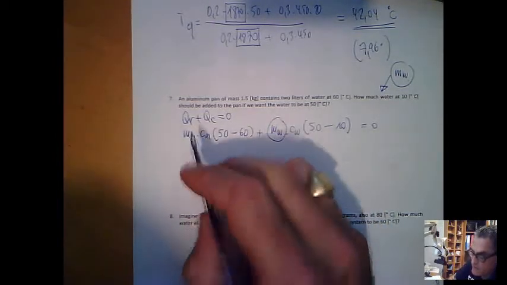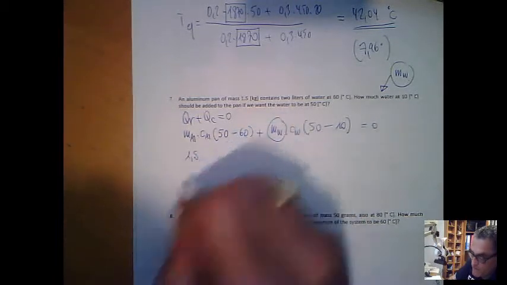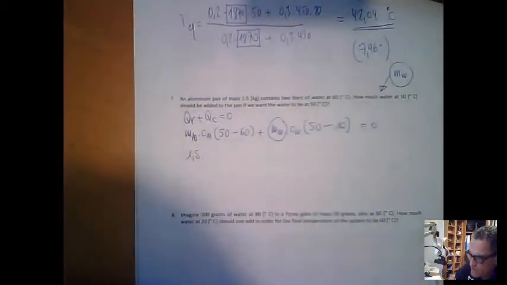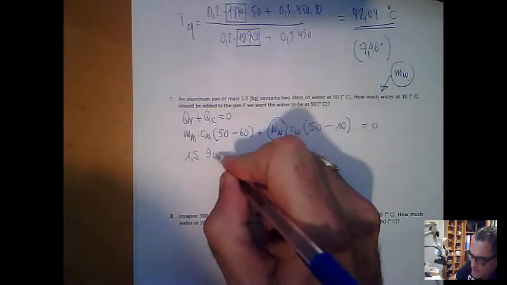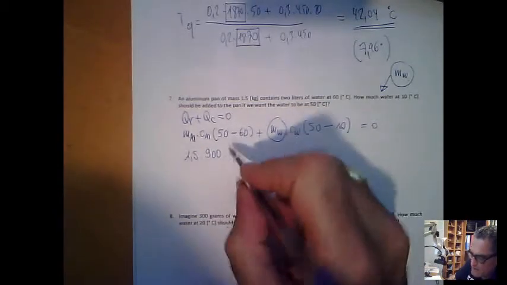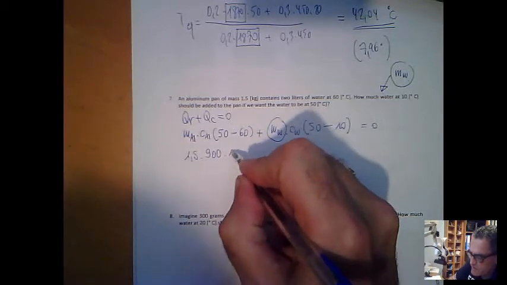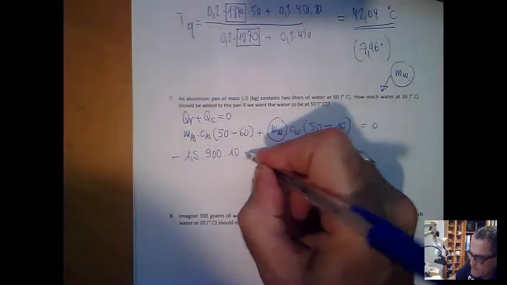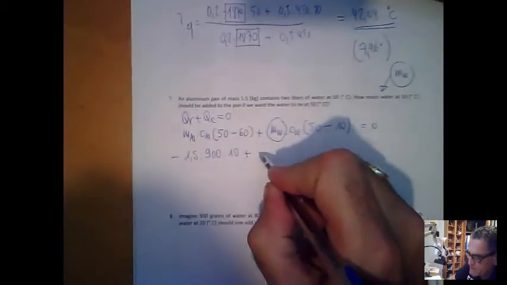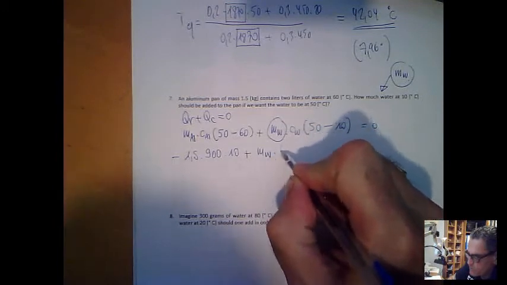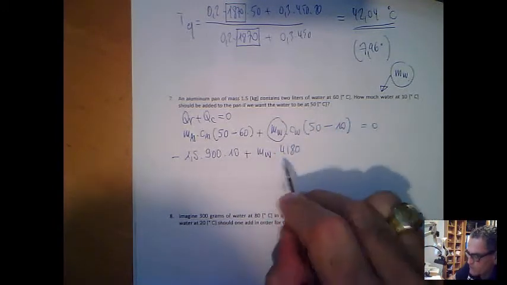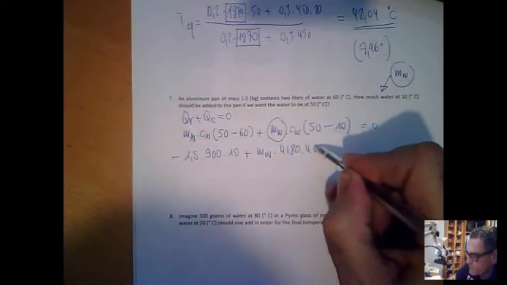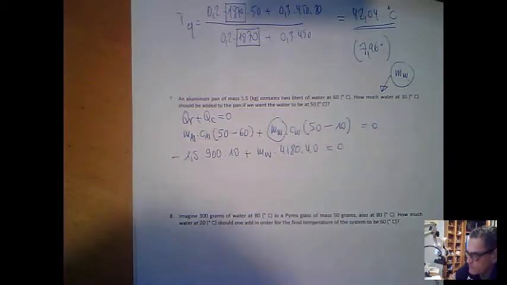So the mass of the aluminium is 1.5 kilos. The C of the aluminium, you have it. It's 800, something like that, sorry, 900, times 50 minus 60, so this is times minus 10. Okay, put the minus here in front. And then we have plus the mass of the water, which we don't know, the C of the water, 4,180, times 50 minus 10, which is 40, is equal to 0.